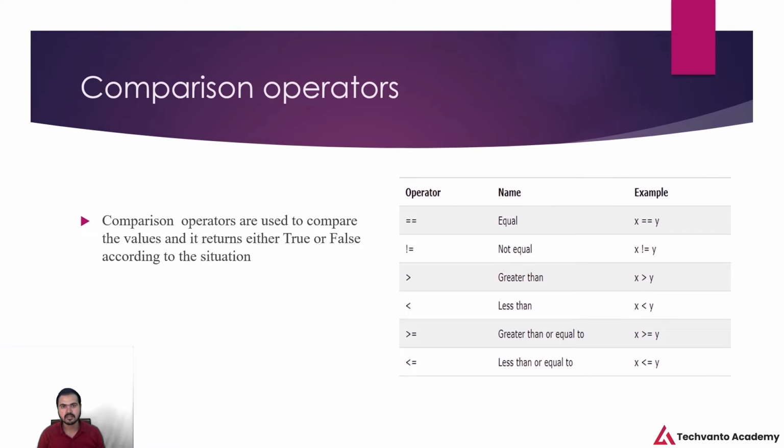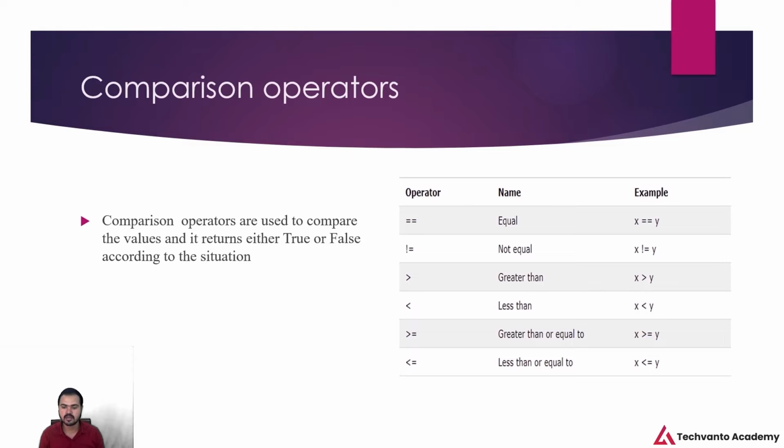Coming to the comparison operators, we use these mainly to compare the values between two operands. It returns either a true statement or otherwise a false statement. As you can observe here, there is equal to, not equal to, greater than, greater than or equal to, less than, and less than or equal to. These are the comparison operators that we are going to be using.